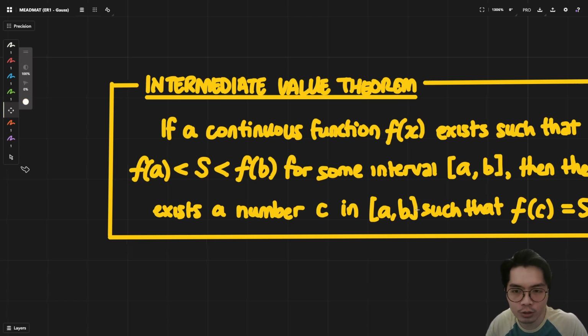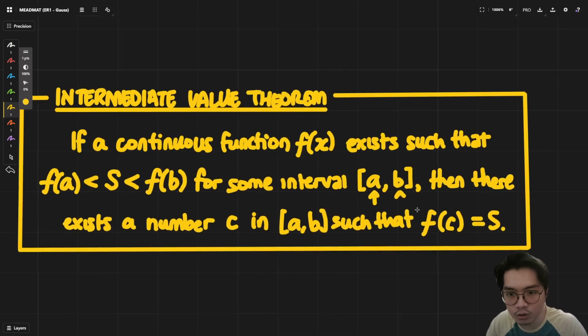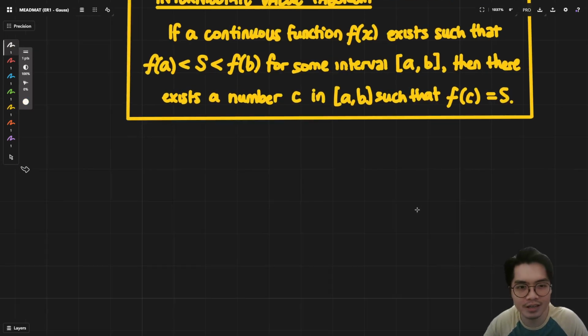If you've substituted those values already, and there is a value between them, say for example we call that s, for some interval which is the interval of those two values a and b, then there exists a number c inside that interval such that f of c is equal to that same value in the middle, s. So you might say, huh? I don't get that. Okay, so what I'm going to do here is explain it visually instead of mathematically or legally.